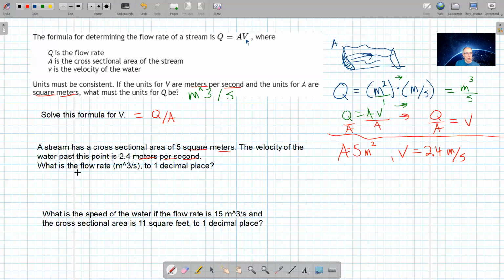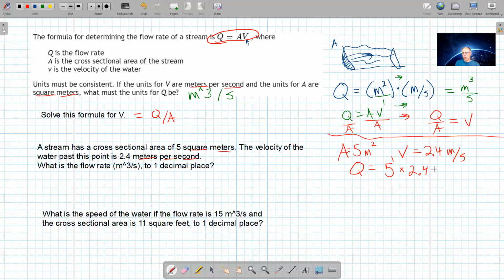And they want me to find out what's the flow rate, so I'm going to use the first version of the formula because it finds flow rate. So then to get that, my Q is just going to be this number times that one. And I don't need to write the units, well, I guess I'm going to here, but there's probably on the problem, it already has the units for me. So I just need to know what is 5 times 2.4, knowing that the units are right, okay? And that's important to check.